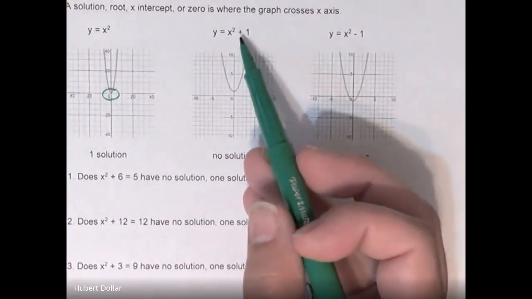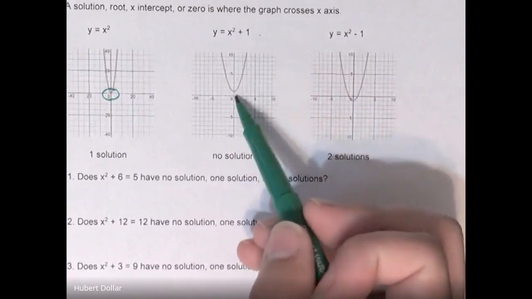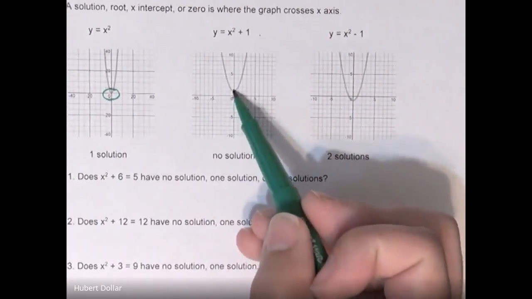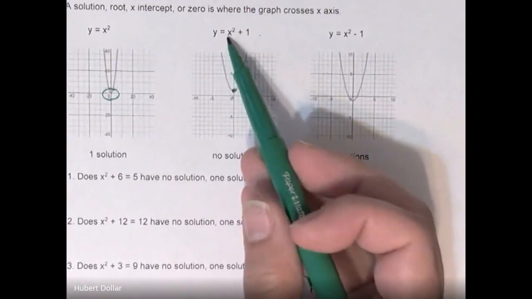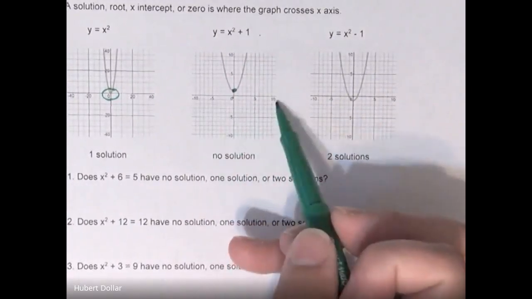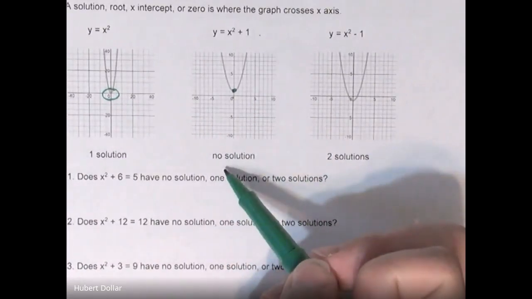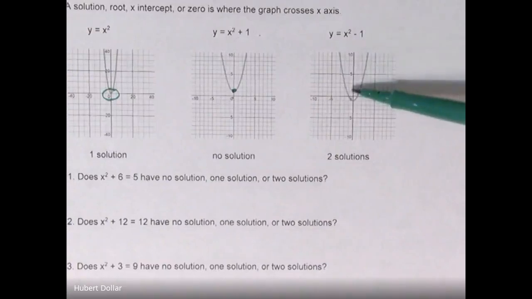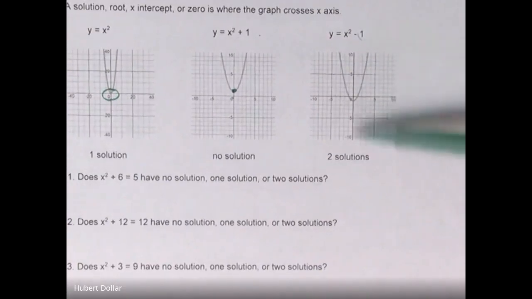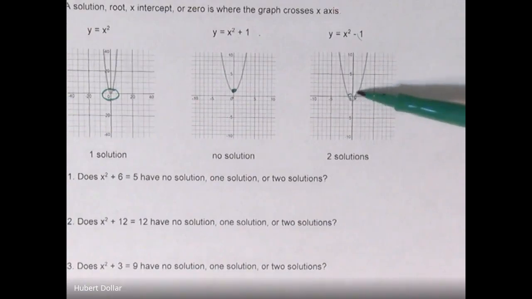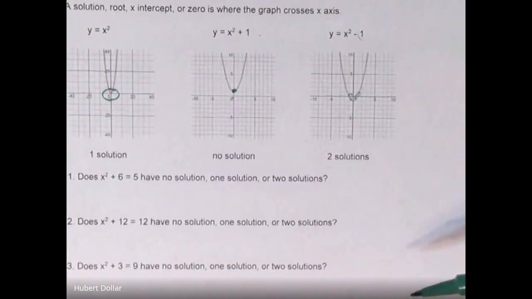X squared plus 1, because there's a 1 added to the x squared, it sends the graph up one place from the vertex. And because there's a 1 in front, it goes up 1 over 1, that means it crosses the x-axis 0 times, so there's no solution. And then finally, x squared minus 1, because the minus 1 sends the graph down 1, then the graph is crossing at 2 places, and so there are 2 solutions.